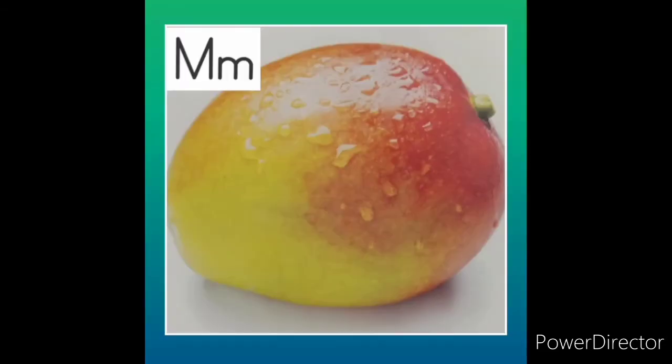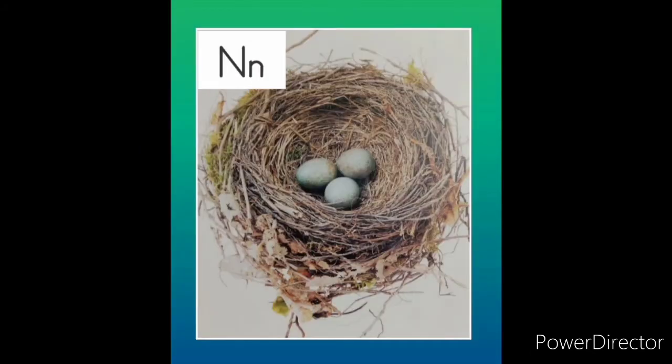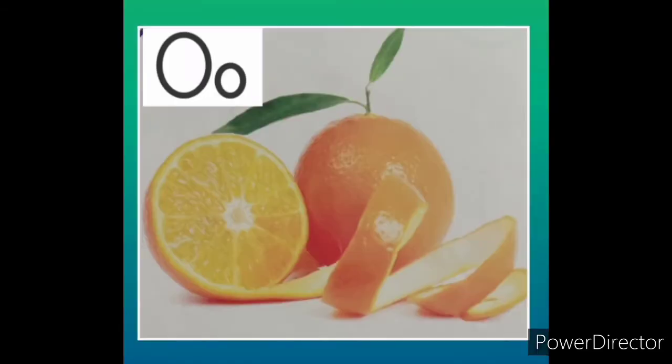M. Capital M, small m, Mama M, baby M. M for mango. What comes after M? N. Capital N, small n, Mama N, baby N. N for nest. What comes after N?